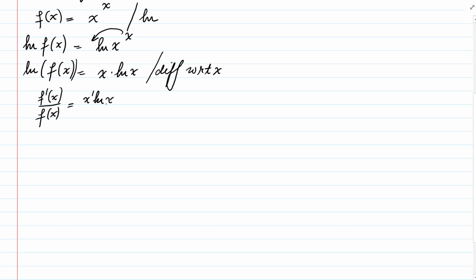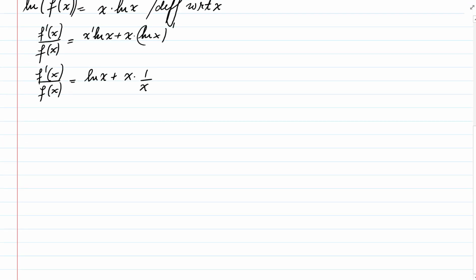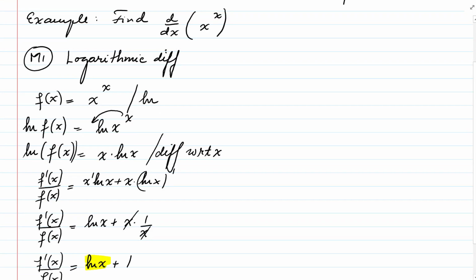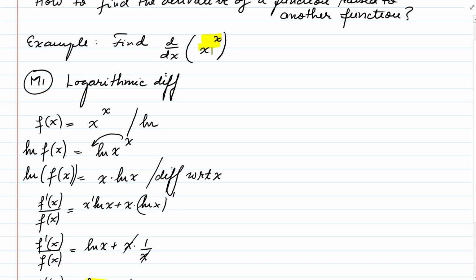x prime ln x plus x times ln x prime. So the left side is f prime of x over f of x, and the right side is ln x plus x times 1 over x. So f prime x over f of x equals ln x plus x divided by x, we get 1. Or I can write even better, to emphasize the fact that ln is only of x, I can write 1 plus ln x.